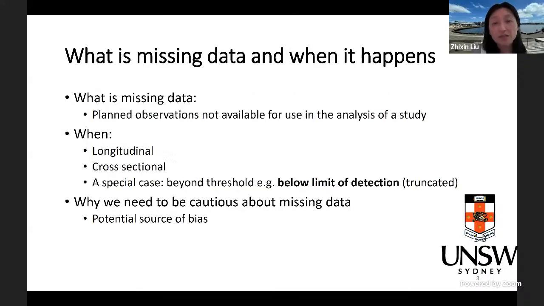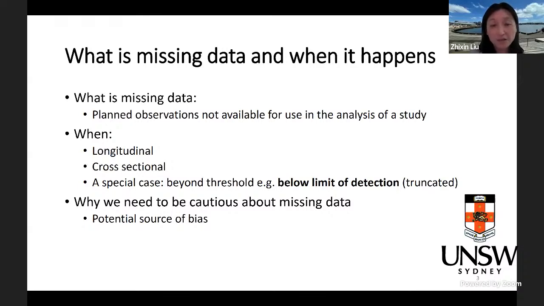So what is missing data and when does it happen? Missing data comes when you planned to collect the data, but the data was not able to be collected. It could happen, and is more likely to happen, in longitudinal studies when we have follow-up visits and the patient drops out, so we can't have the data collected. But it also could happen in cross-sectional studies.